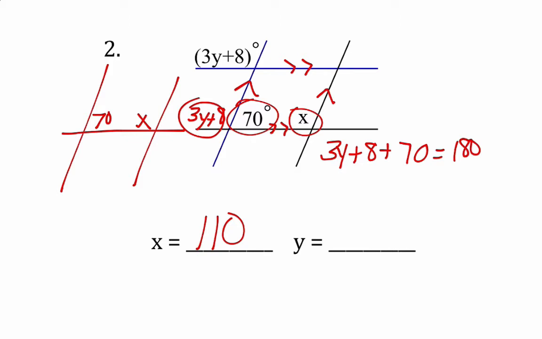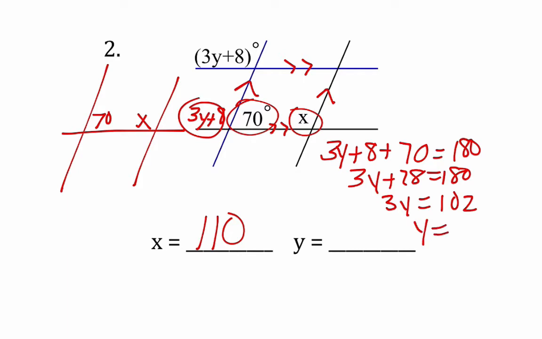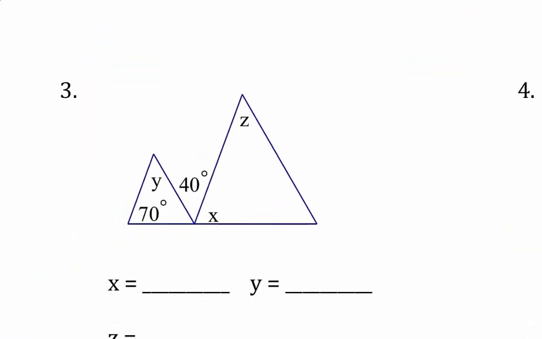And now I have an equation that I can solve. 3Y plus 78 would equal 180. So 3y would equal 102, which when I divide by 3, I'm going to get y is equal to 34. So y in this example is 34. And we're going to continue through the page answering questions just like that.